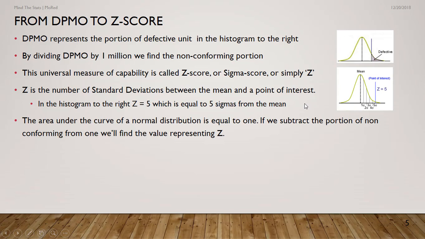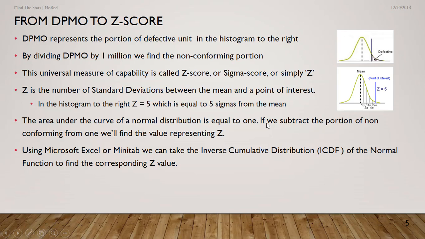And the area under the curve is equal to 1. So if you subtract the portion of non-conforming portion, or DPMO divided by 1 million, from 1, then you can use a software package like Excel or Minitab to calculate the inverse of cumulative distribution. And I'll show you how you can do that in Minitab next.